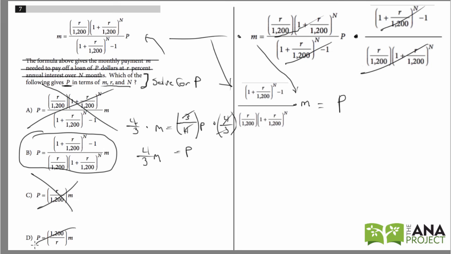So don't get intimidated by problems like this. This is essentially isolating P, solving for P. I'll see you in the next problem, question number 8.